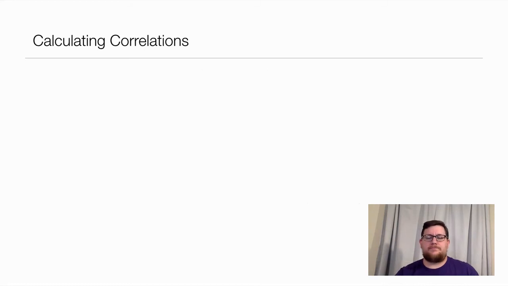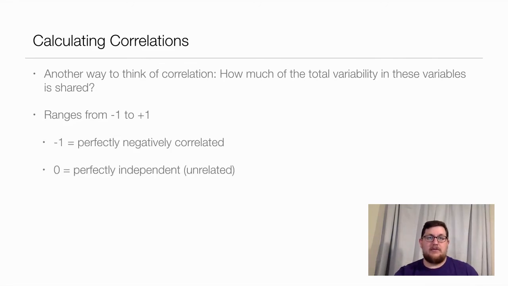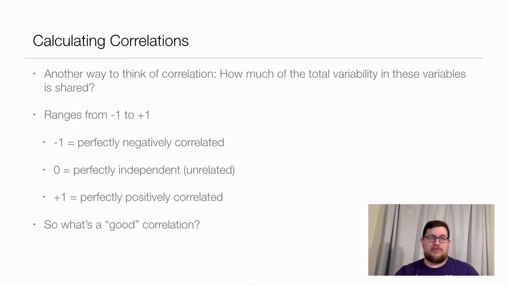All right, so you've now seen how to do the basic calculation. How much of the total variability in these variables is shared? Again, it ranges from -1 to +1. -1 means it's perfectly negatively correlated. 0 means it's perfectly independent or unrelated. +1 means it's perfectly positively correlated. But this raises a question.